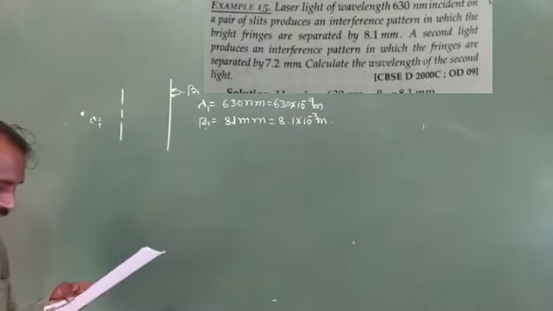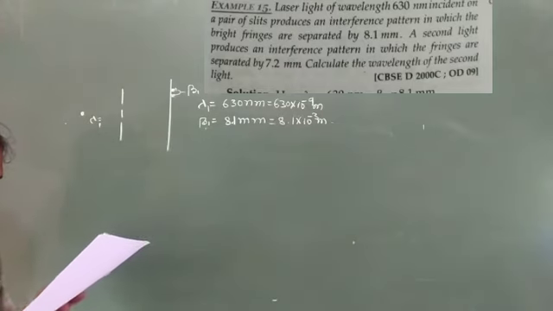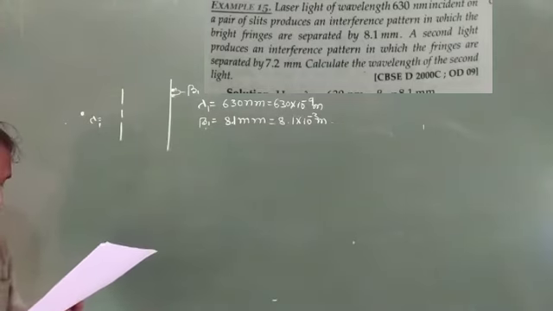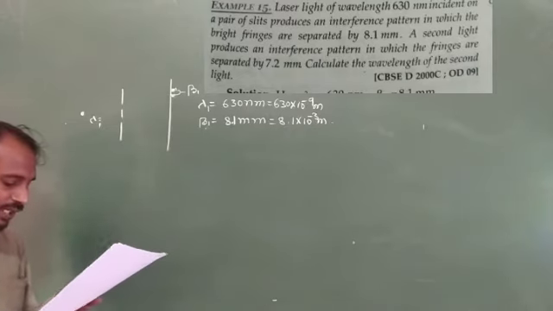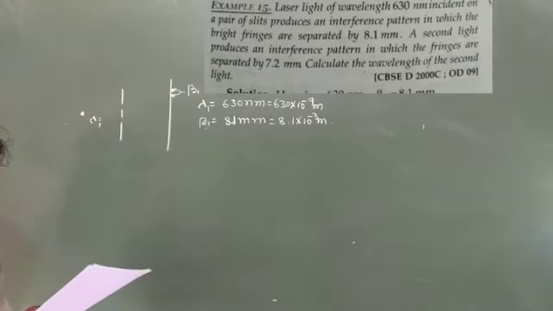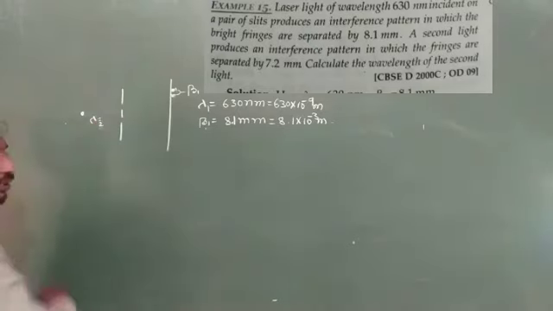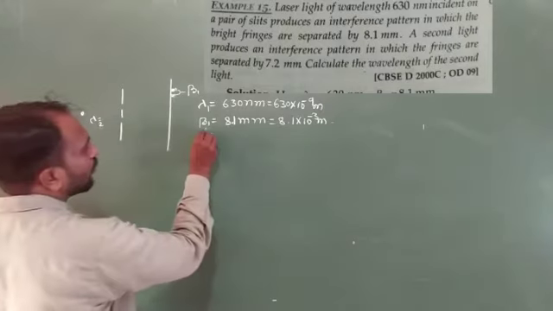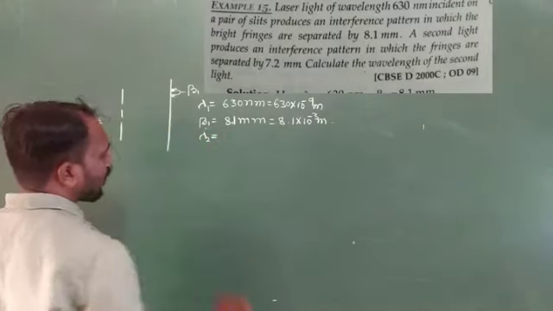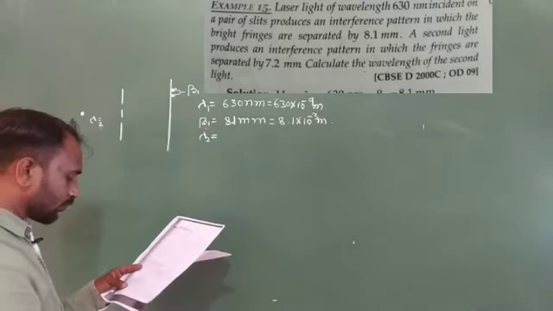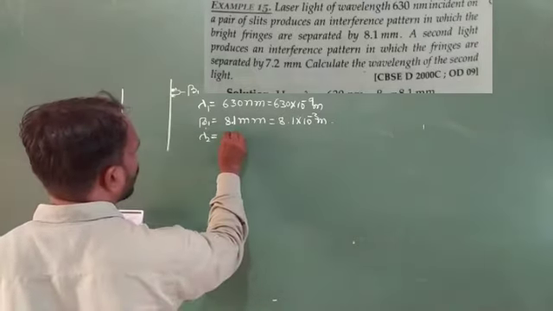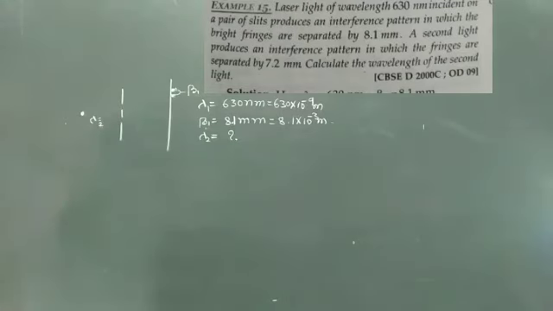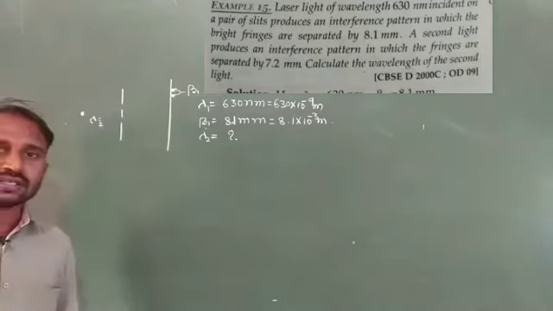Okay. Next one, a second light produces an interference pattern in which fringes are separated by 7.2 millimeter. Calculate the wavelength of the second light. So for the other source we consider this wavelength lambda 2. So lambda 2 is equal to question mark. We don't know that lambda value. We want to calculate this lambda value.